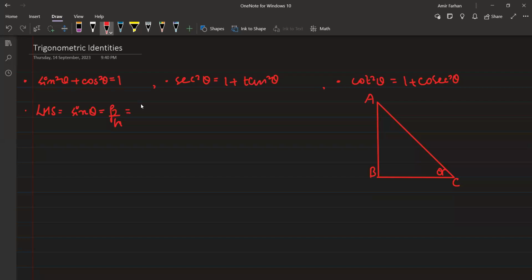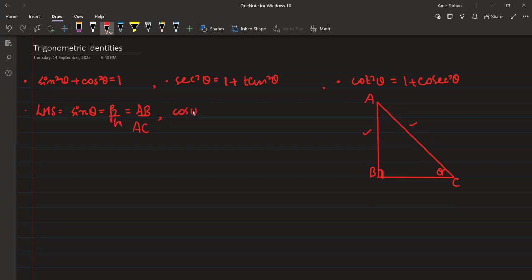Adil, if I tell you this is theta, the opposite side will be the perpendicular. And if this is 90 degrees, the opposite side will be the hypotenuse. The ratio of sine theta is perpendicular upon hypotenuse, which would be AB by AC. Yes or no, Adil? Yes.